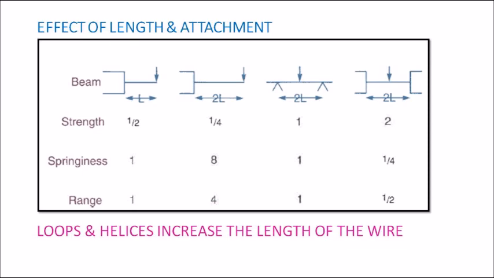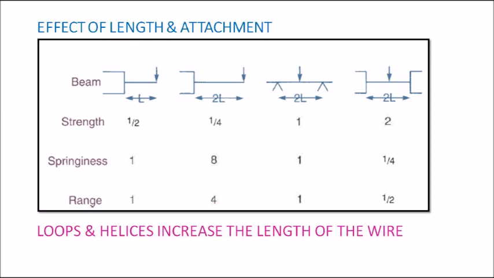Doubling the length of the cantilever beam reduces the strength by half. Initially the strength was 1/2, now it has become 1/4. Whereas springiness and range are increasing. Springiness is increasing by 8 times and range is increasing by 4 times. To generalize, when there is an increase in length of your cantilever beam, the strength is getting reduced. Springiness is directly proportional to length as a cubic function, and range is increasing as a second power function.